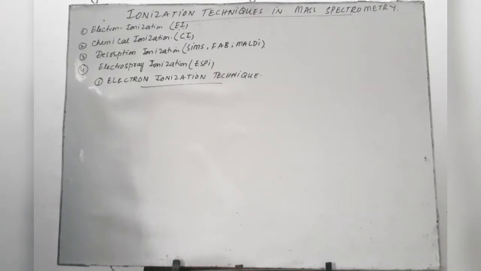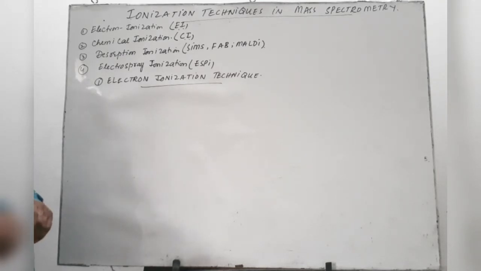Today's topic is ionization techniques in mass spectrometry. We had already discussed that in a spectrometer there is a sample inlet, and the sample is introduced from the sample inlet into the ionization chamber where the molecules get ionized.